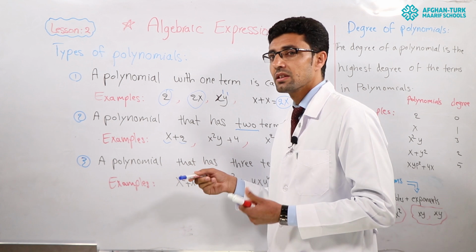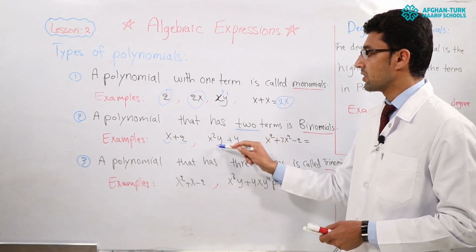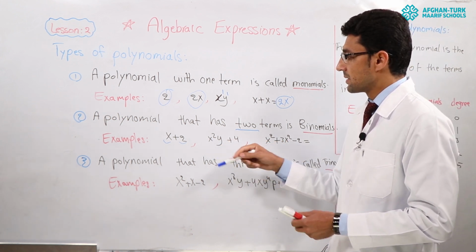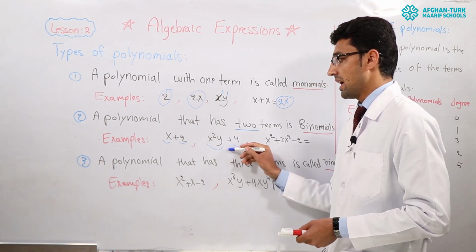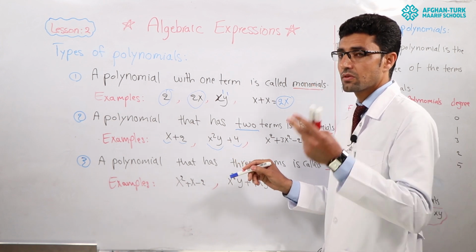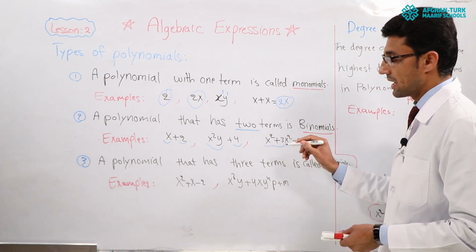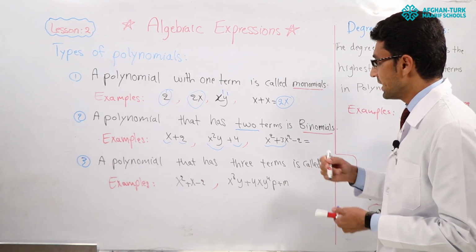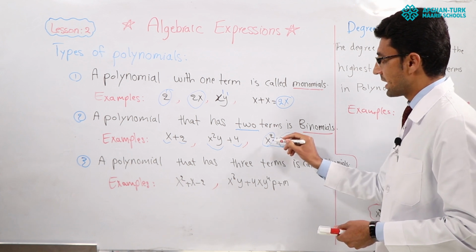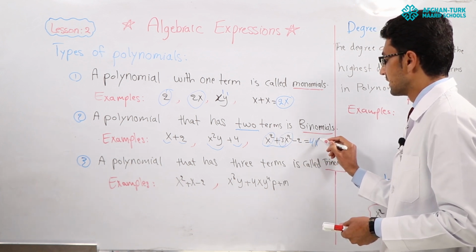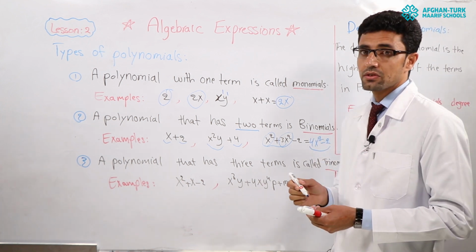Is it a polynomial? Yes. x squared y plus 4. Again, it is a binomial. Why is it a binomial? Because it is one term and it is another term. So we can have binomials with two variables. And here we can see that these are 3, but we can simplify that. How many x squared do we have here? 1. How many do we have here? 3. 1 plus 3 is 4x squared minus 2. And this will be a binomial.